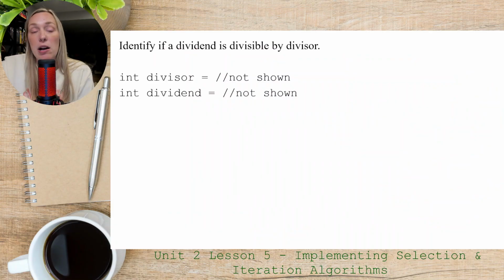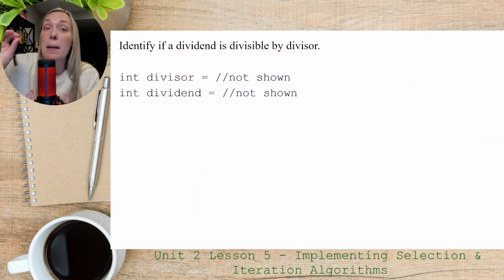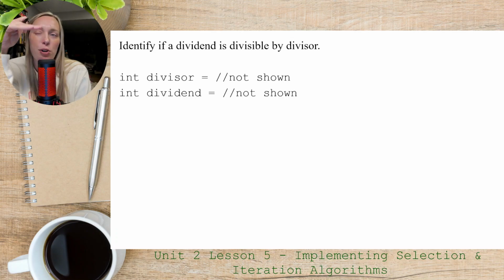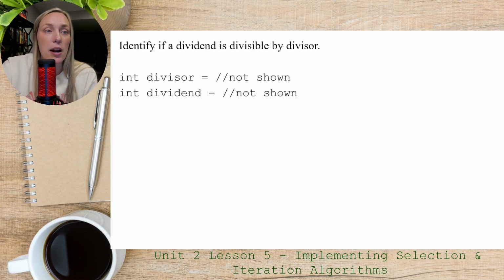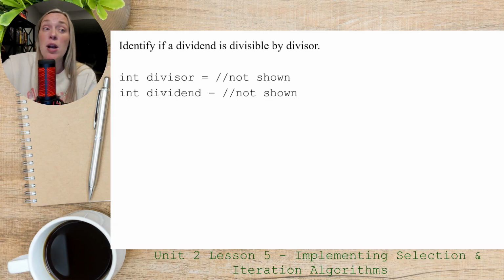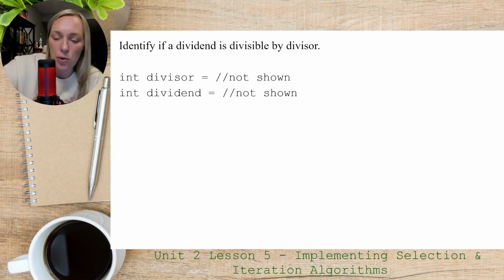Another way we can write out pseudocode is with littler steps. Okay, what lines of code do I need? Before I make those lines of code, let me come up with some English to put on those lines. So for example, here's the instructions: identify if a dividend is divisible by a divisor. The divisor is not shown and the dividend is not shown, but I want to use those two variable names in my code so that no matter what integer is stored in each of those, I'm going to be able to successfully code it.